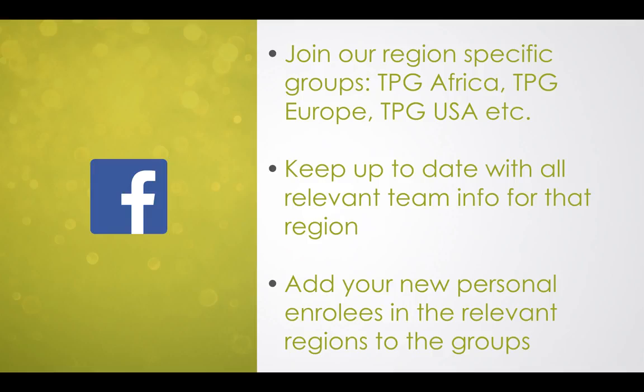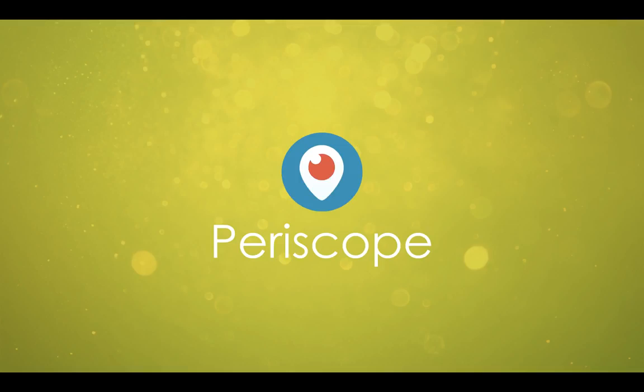So the first level of Facebook is getting you linked into the Pivot Group global Facebook page and making sure your people are linked. From there, making sure you're in the region-specific groups and that your newly enrolled people are not only added to the Pivot Group global page, but at the same time are linked in to the region-specific groups. So that's Facebook. What we do from there is we jump onto Periscope.